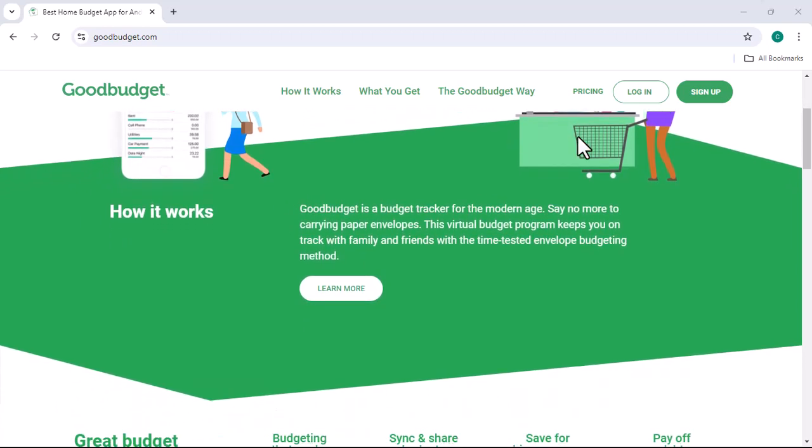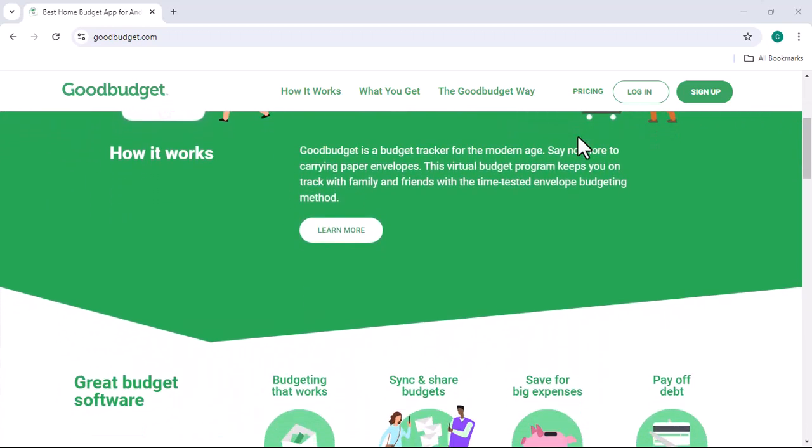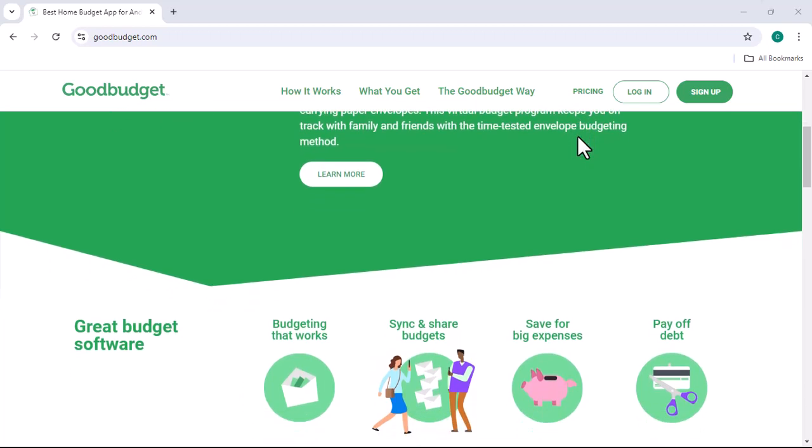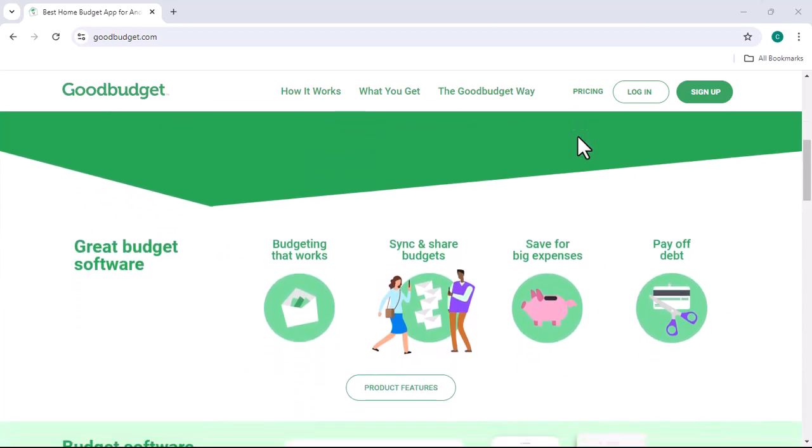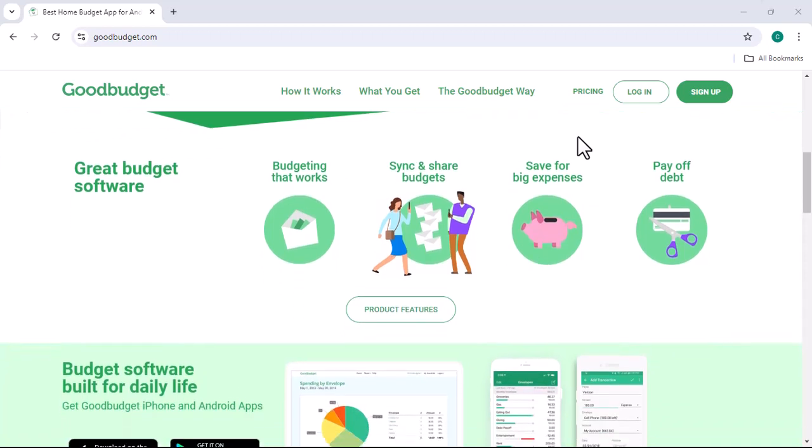Today we will be talking about how envelopes work in Goodbudget. Goodbudget is a digital budgeting tool based on the traditional envelope system. The idea is to take your income and divide it into different categories, or envelopes, for your expenses.